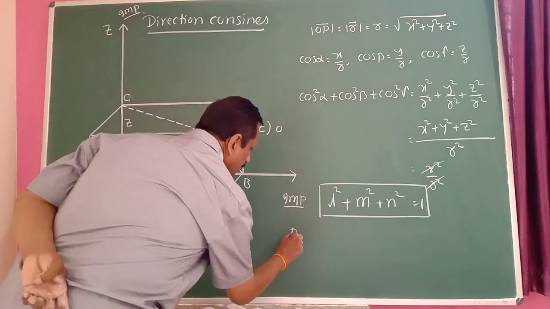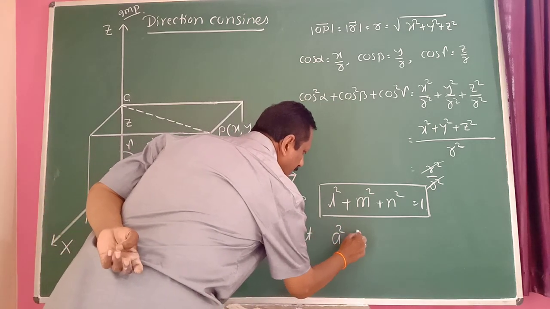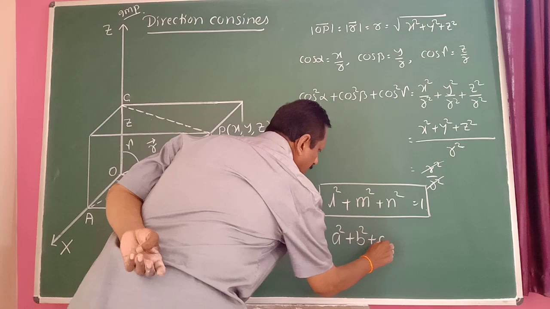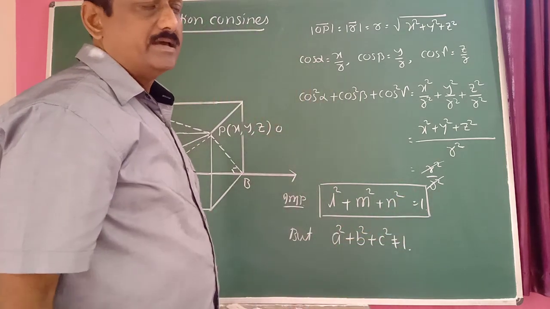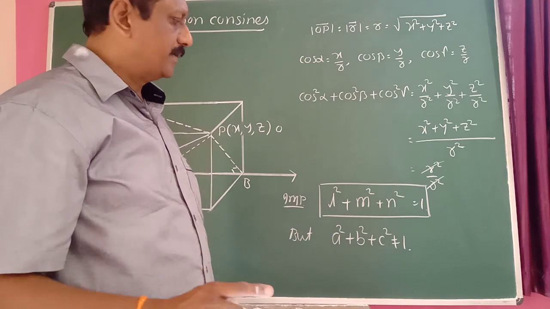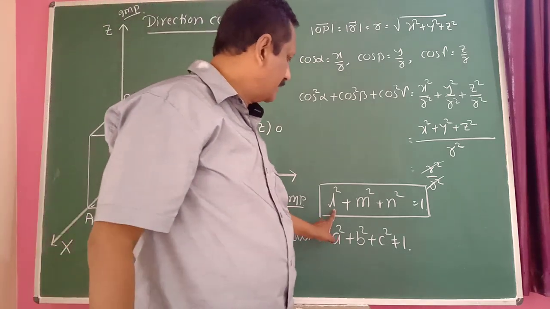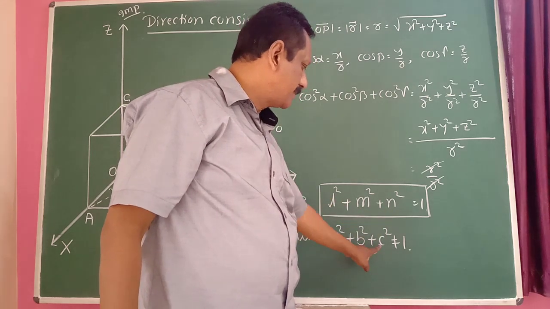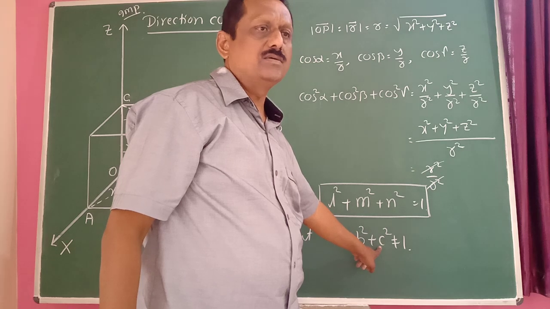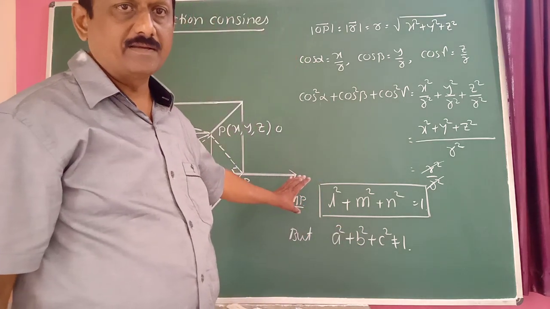But here a, b, c are the direction ratios here. a square plus b square plus c square cannot be 1 here. Remember it here. Here l, m, n are the direction cosines and a, b, c are the direction ratios here. But here l square plus m square plus n square is 1. But a square plus b square plus c square is not equal to 1 here. This is a very important result here. Remember it here.